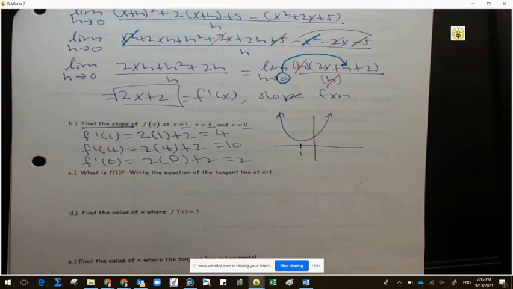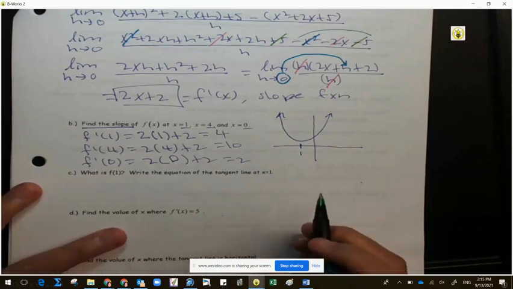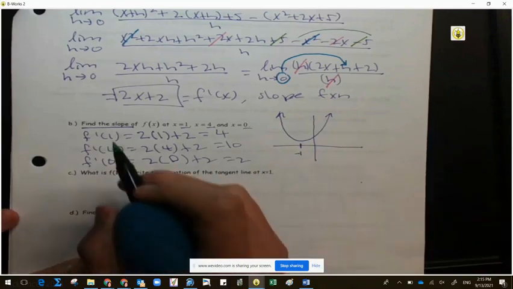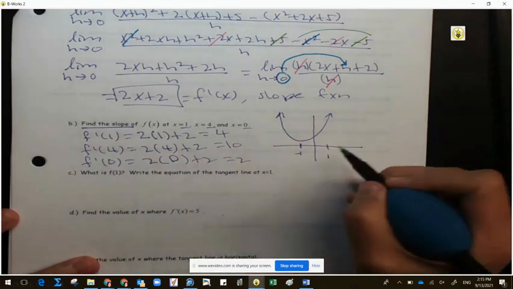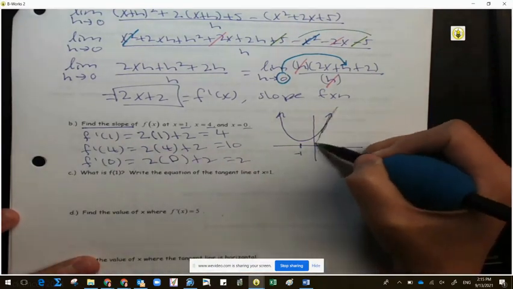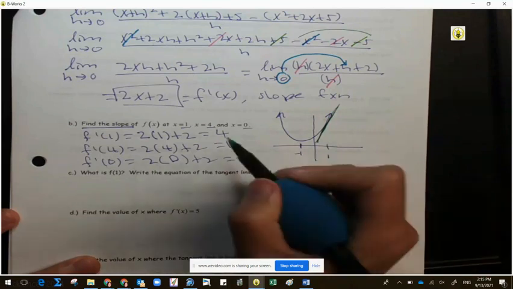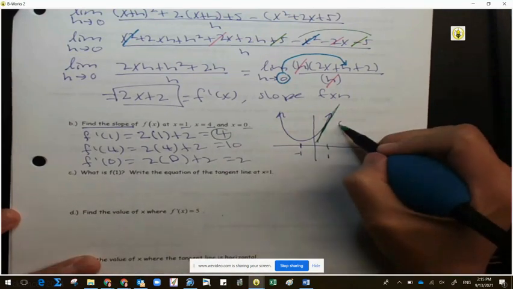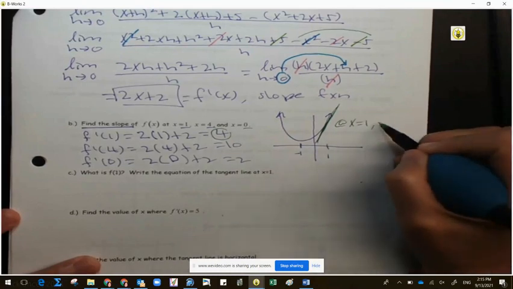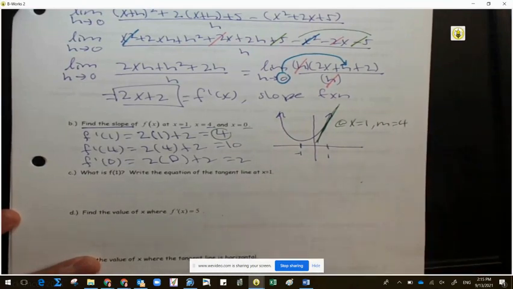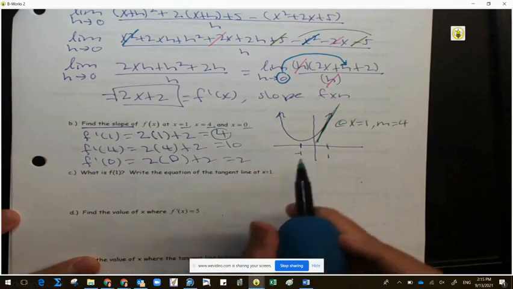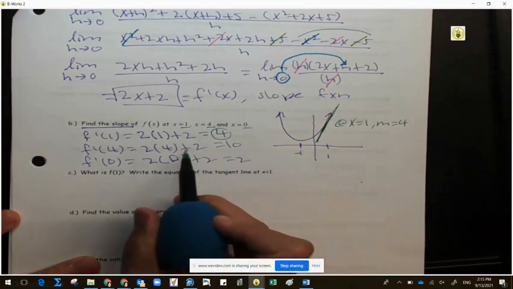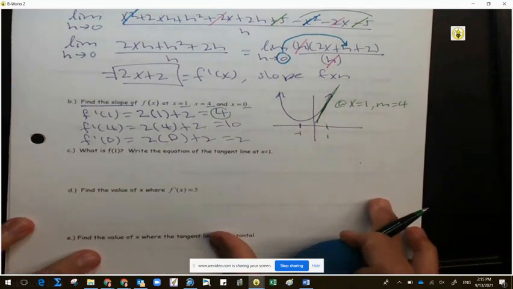And I'm going to reiterate just one part of it. When x equals 1 with the positive, do you see it's going to be a positive slope? Pretty steep. Is 4 a pretty steep slope? Yes, it is. So at x equals 1, our slope is equal to 4. If you were to calculate any number on the negative 2 and so on, it's going to give you a negative slope.